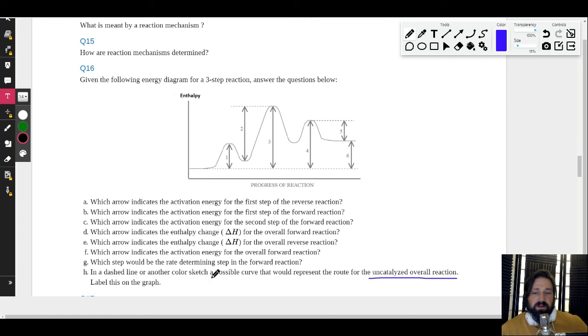Label this on the graph. I don't know what uncatalyzed reaction it is. Let's just assume it could just be one of these activation energies being larger. Something like this. Not the wave, but yeah, there's something. There you go.